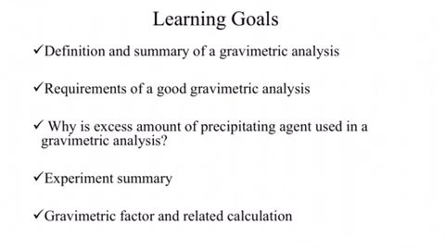In this short pre-lab lecture, we will first clarify what a gravimetric analysis is, and then we will talk about the requirements of a good gravimetric analysis and why excess amount of precipitating agent is used in such analysis. Then we will go through a summary of the experiment you are going to do in the lab, and finally we will talk about the calculation you will need for this experiment.